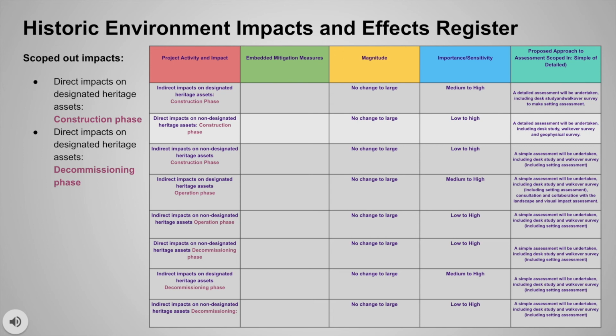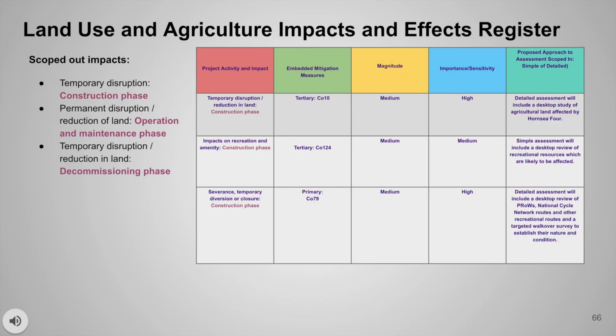The scoped out impacts for this topic would be direct impacts on designated heritage assets in the construction phase, or direct impacts on designated heritage assets in the decommissioning phase. Impact on land use and agriculture, for example, would be impacts on recreation and amenity in the construction phase. The embedded mitigation measure that was proposed is CO124, which is a tertiary mitigation measure.